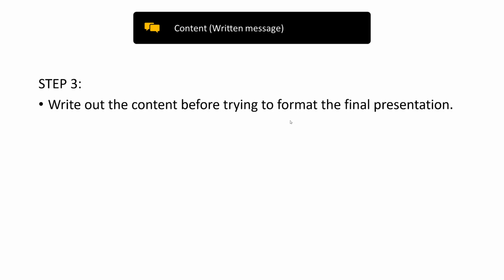So the next step is to write out the content before trying to format the final presentation. So write out what you actually want to get across, the information that's important. Make sure you go through it thoroughly and understand, hey, these are the main points that people should be able to take away from this. These are the main sections. This is the main information. Whatever your subscription business may be about, break it down into the final sections, and then write the content before you try to throw it into your presentation.